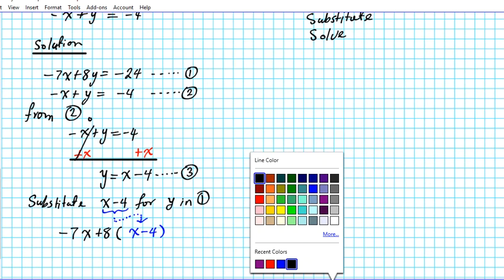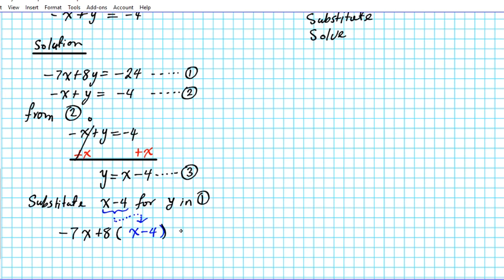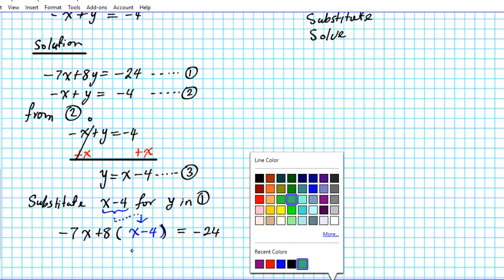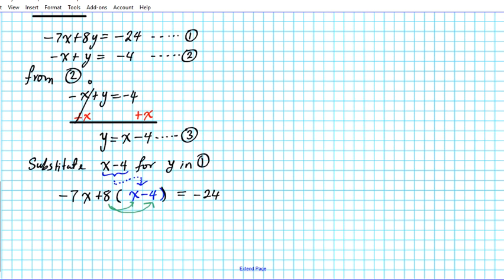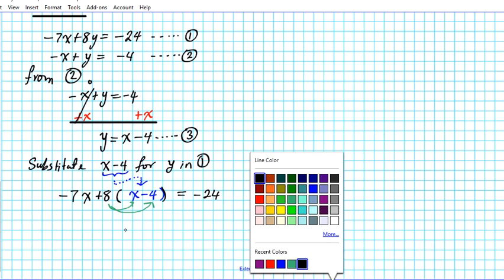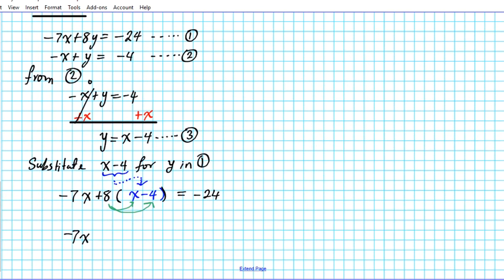Alright, moving along. That is equal to negative 24. Now what we're going to do is distribute. Alrighty, so let's distribute this 8 to x and then 8 to negative 4. If we carry out our distribution, we're going to have negative 7x plus 8x minus 32 is equal to negative 24.